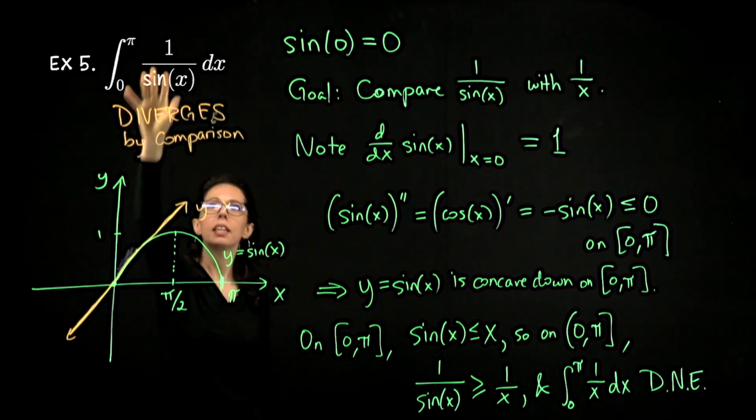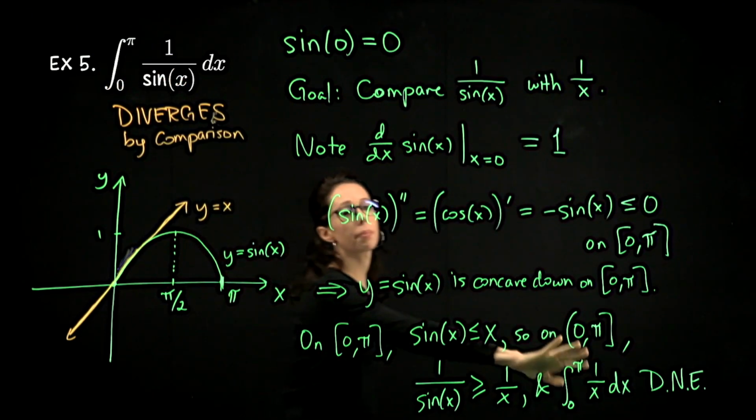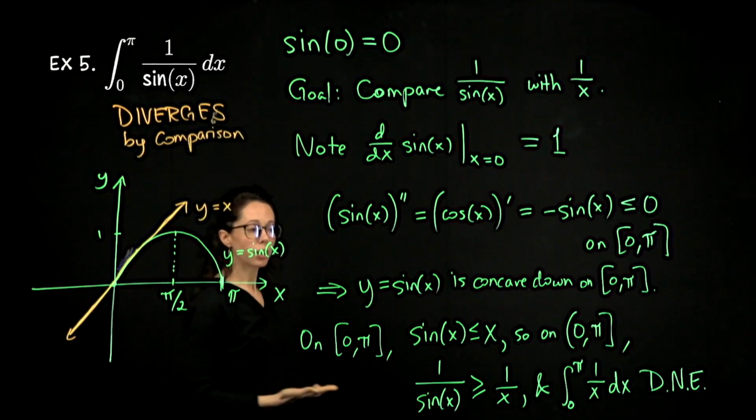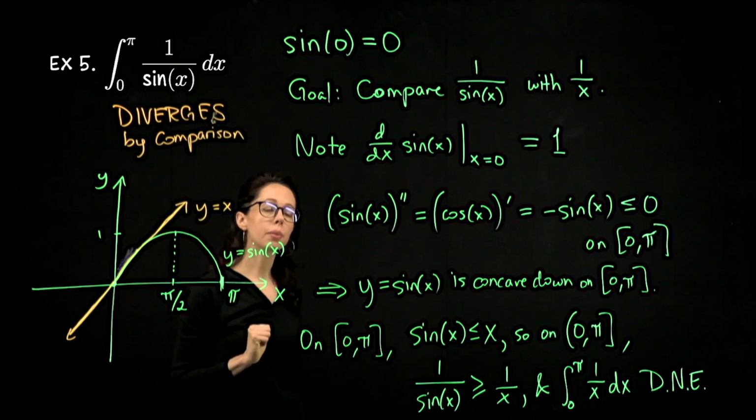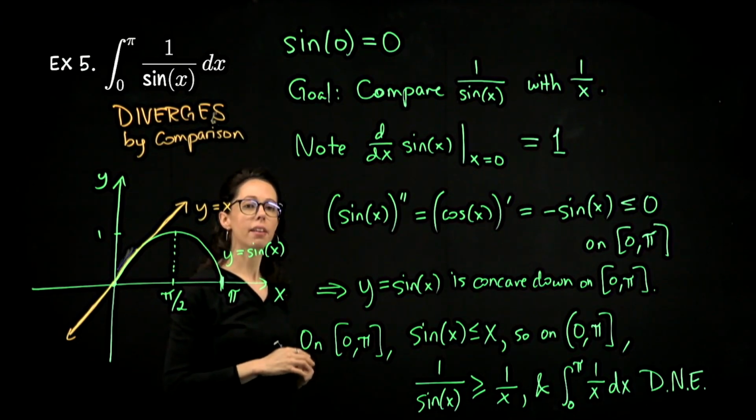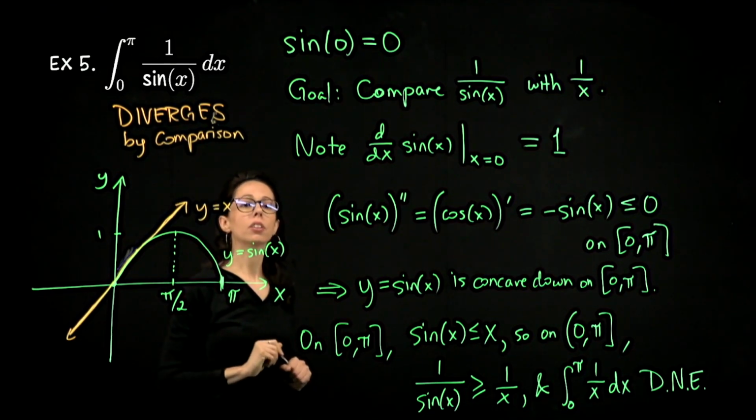So it's like this integrand is greater than or equal to something which is positive and diverging. Therefore, the area enclosed under the graph of this function from 0 to pi must be infinite. It's not a finite number. So this integral diverges.